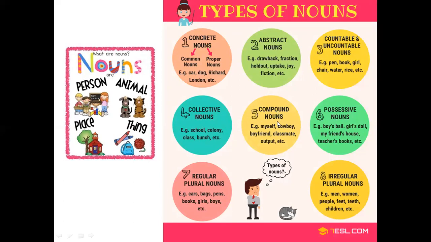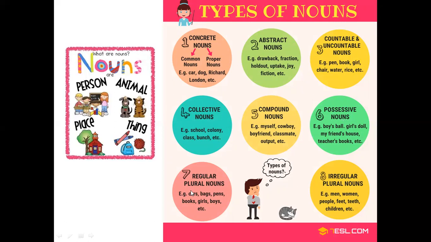Number 5, compound nouns. Can you remember you learned about compound nouns in grade 7? Here, what happens? We join 2 separate nouns and we create a new noun or new word. For example, this one, cowboy. Cow is the name of an animal and the next word is boy. So we join these 2 words and create this new word, cowboy. Number 6, possessive nouns. Possessive means ownership, belongs.